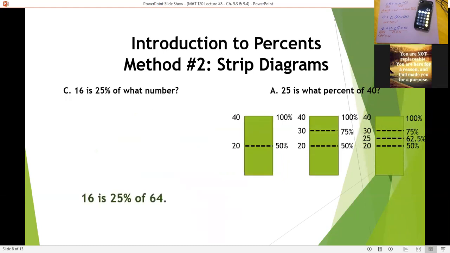Okay, now first what we're gonna look at is part A, and then when we're done, we'll take a look at part B and discuss part B, rather part C. But right now, let's focus on part A. In part A, it says 25 is what percent of 40.